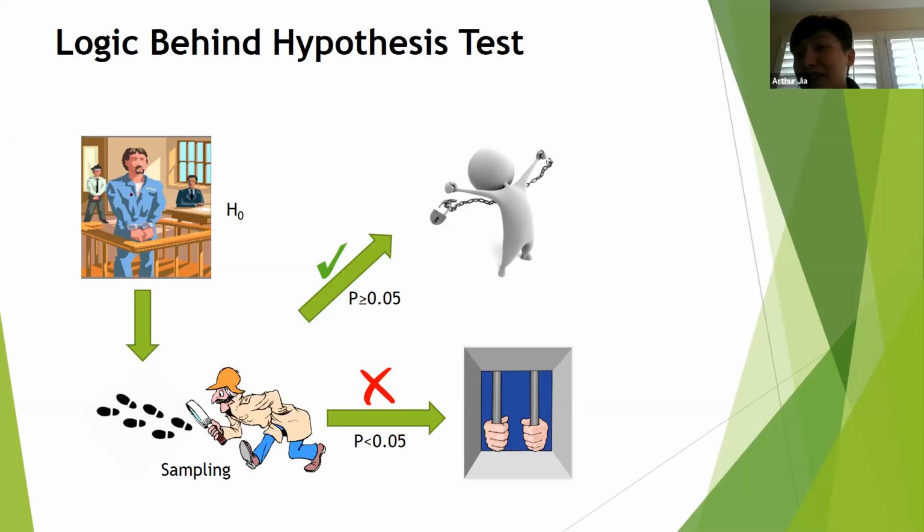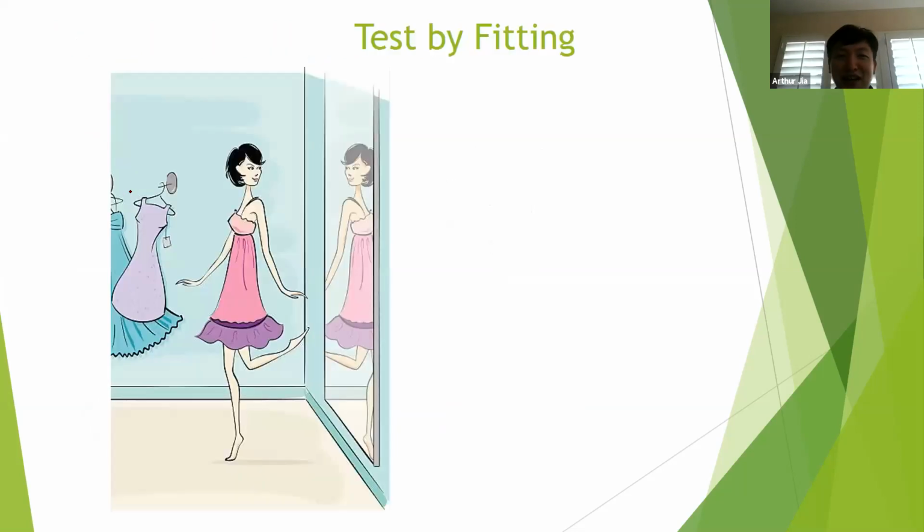So if the data is supporting the null hypothesis, we're gonna accept it. Otherwise, we're gonna reject it and take the alternative hypothesis. So we don't put the alternative hypothesis on trial. We only put the null hypothesis on trial. All right, so this is another example.